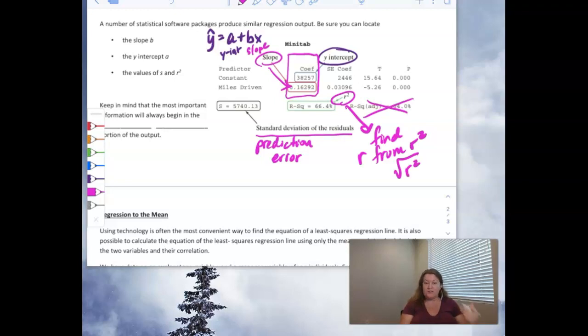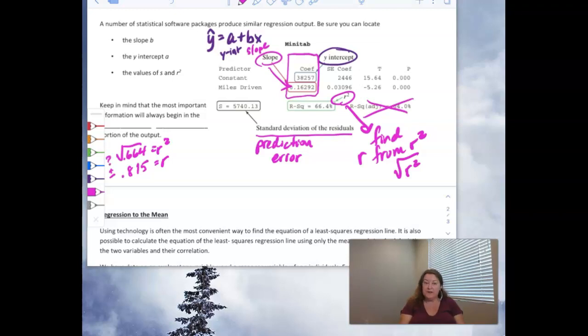I take the square root of R squared. Well, remember, R squared is always going to be a positive number. I'm going to put that over here. So I have R squared is 66.4. I'm going to put it in as 0.664 equals R squared. So when I go to find R, it could be plus or minus. And if I put that into my calculator, I think it's around 0.8. My calculator says 0.815. Okay, now how do I figure out whether it's plus or minus?